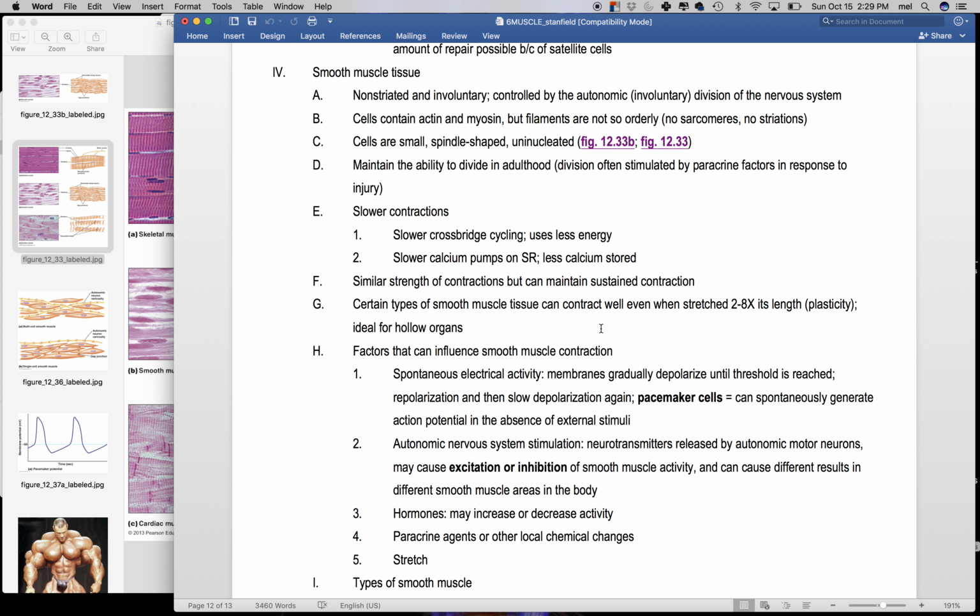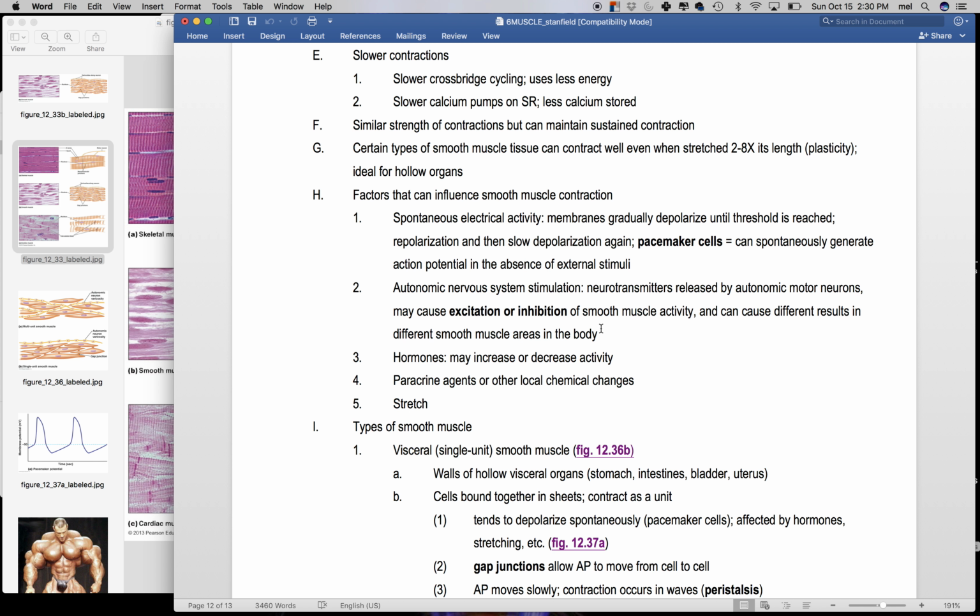In addition, smooth muscle, unlike skeletal muscle, can contract really well when it's stretched. So the smooth muscle in the wall of your stomach, for instance, or in the wall of the uterus, can actually contract when it's stretched to 2 to 8 times its original length. So this is really good for getting things to move through hollow organs.